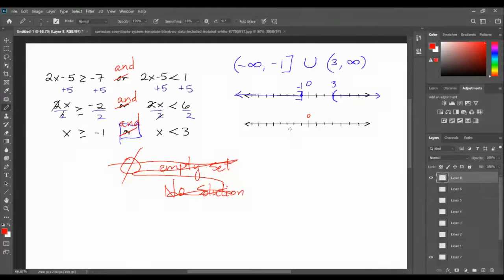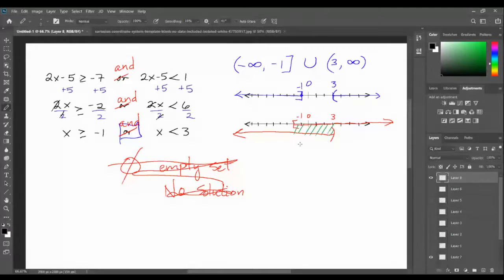Still have my 0. We still have -1. We still have 3. Okay, now I need x is greater than or equal to -1. That's that section. X is less than 3. I'm going to do this one down below. That would be the second section. So the part that satisfies the left and the right is this section in here. That's the portion of the number line that is both greater than or equal to -1 and less than 3.